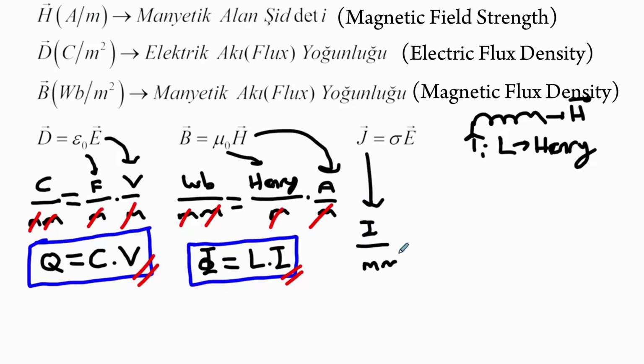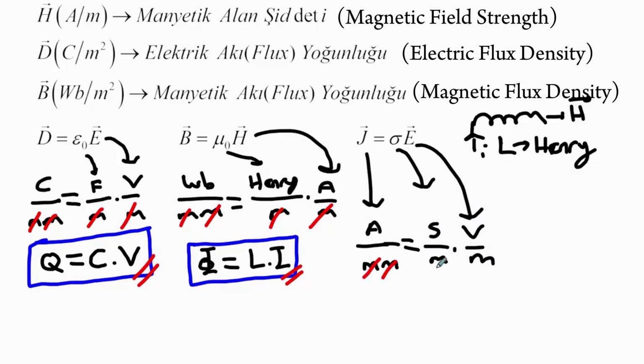What is the unit of current? Friends, we are writing the units here, and the unit is amperes per square meter. Later, the unit of conductivity is Siemens per meter. What was the unit of the electric field here? I wrote it a moment ago. Volts per meter. Now, if the meters here cancel out, friends, I am using this instead of amperes.